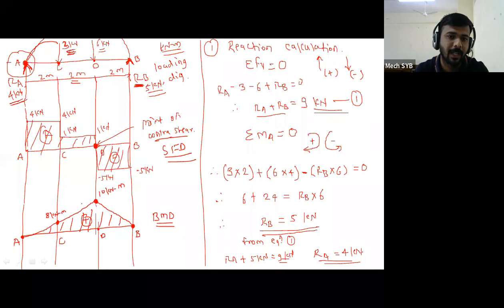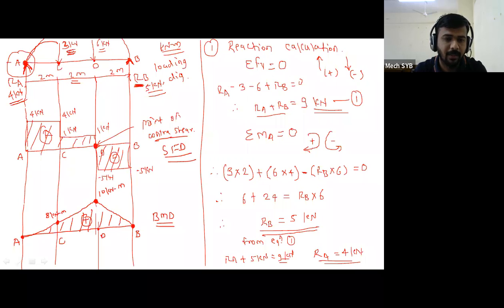That means both definitions are satisfied in this problem. Point of contraflexure, what is the first definition? It is the point at which SF changes its sign from positive to negative. Then in the SFD diagram you saw that at point D your SF calculation changes from positive to negative. Therefore, that point D we call the point of contraflexure.